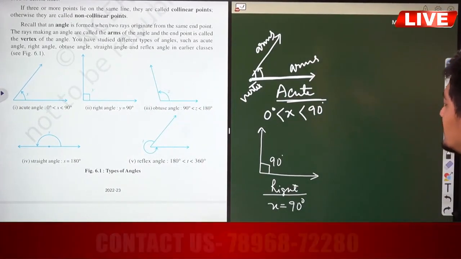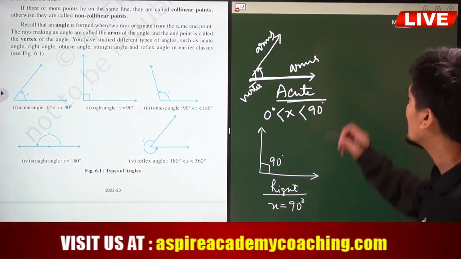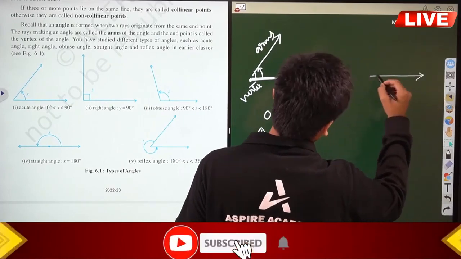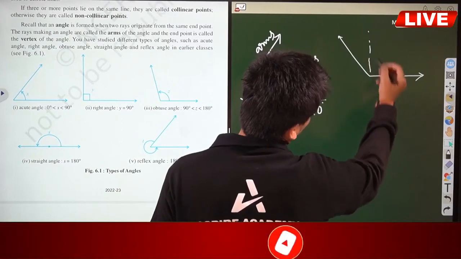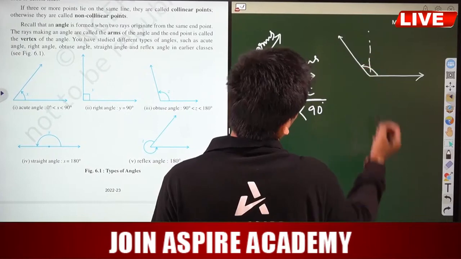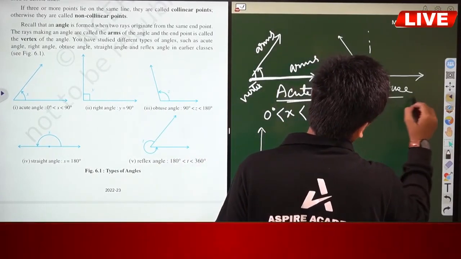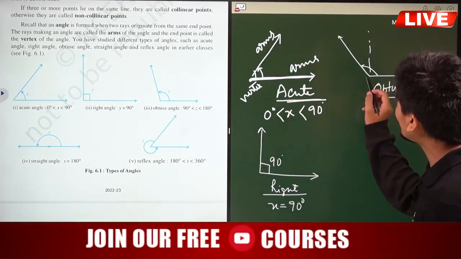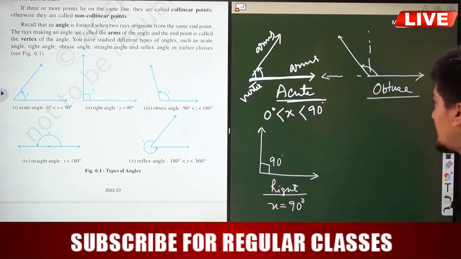Or else you can write it like this: x is equal to 90 degrees. For an obtuse angle, see, this is a ray and this is a ray, and this line is just 90 degrees, and it exceeds 90 degrees or not. So therefore this angle is known as an obtuse angle, and an obtuse angle is always greater than 90 degrees but less than 180 degrees. If I make it a straight line, then definitely it will make 180 degrees, right?